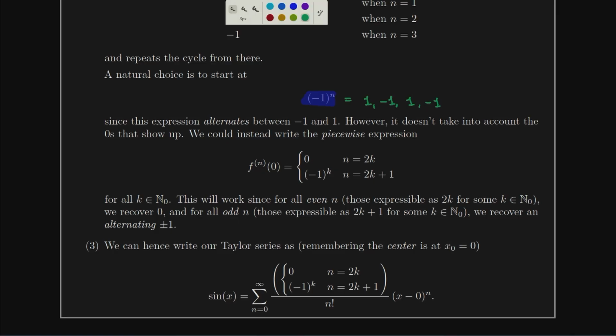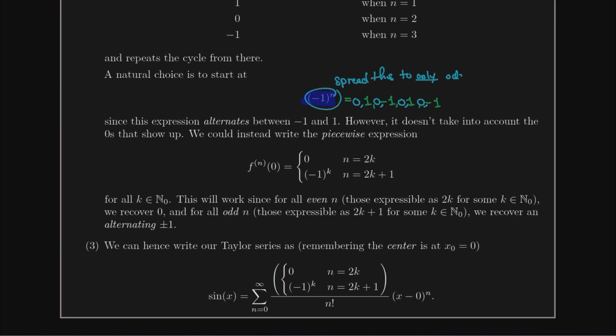That's almost great, but it's not exactly what I needed. I needed zeros in the middle, right? I needed to alternate with zeros. So somehow I have to spread this to only the odd values of n. How do I achieve the odd values of n?